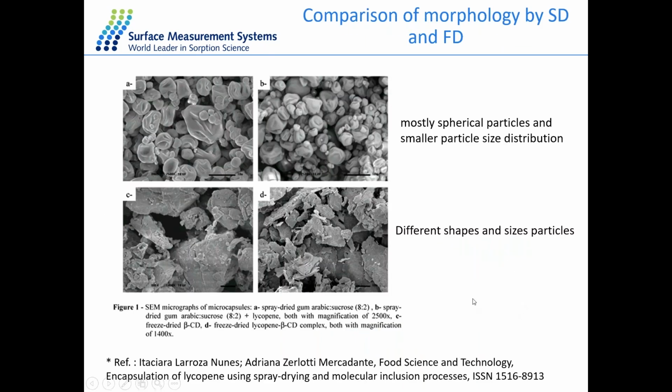In our next example and case study, we're looking at the comparison of different morphologies of material. We have spray-dried and freeze-dried material. In this example, we're having a look at some SEM images where we compare the spray-dried and freeze-dried material of some food materials. At the top, we have some spray-dried materials, and these commonly have more spherical particles and much smaller particle size distributions. But freeze-dried materials can come in different shapes and particle sizes, and this can influence surface energy.